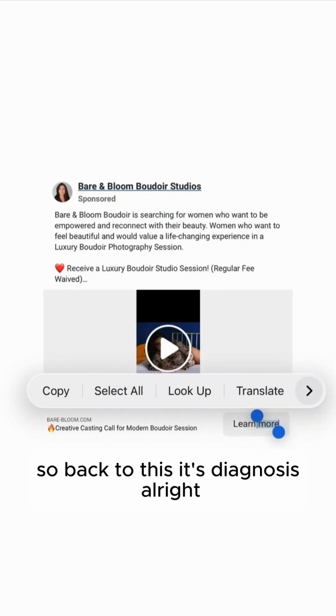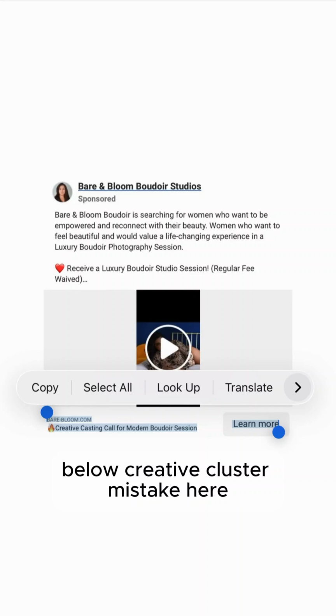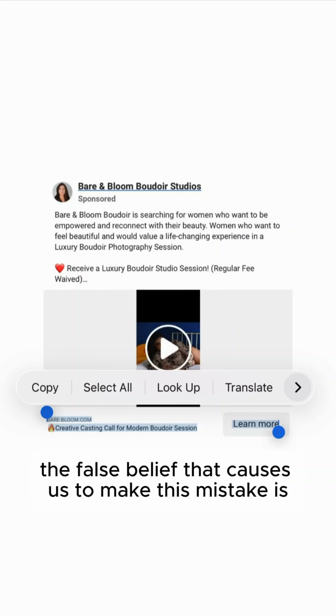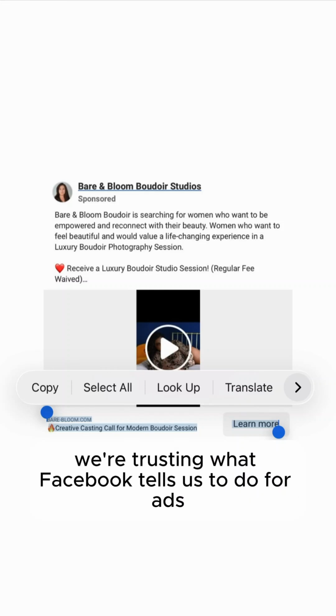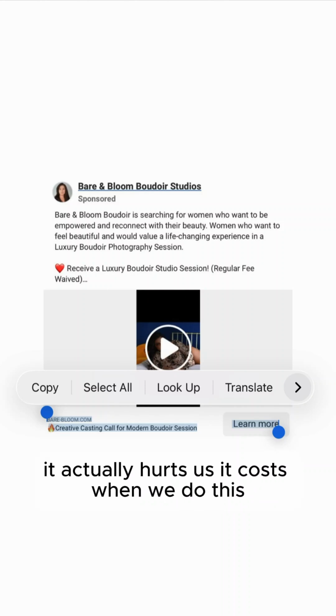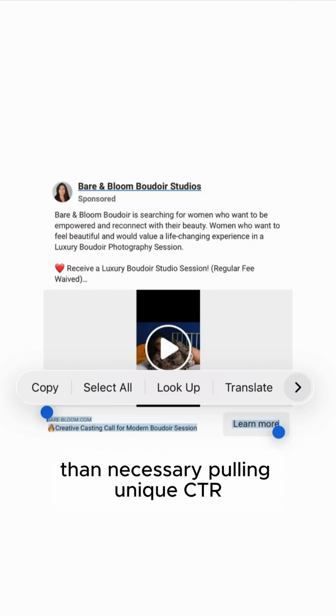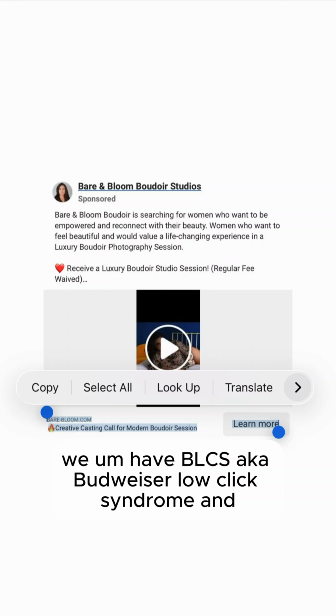So back to this. Let's diagnose this. All right, so I'm going to see if we believe it has BLCS, aka Boudoir low click syndrome. So we got the below creative cluster mistake here. The false belief that causes us to make this mistake is we're trusting that what Facebook tells us to do for our ad is actually what we should do for our ads, what we should fill out. But actually, this helps Facebook, not us. It actually hurts us. When we do this, it causes way more women to scroll by our Facebook ad than necessary, pulling unique CTR under 6% and actually increasing the probability we have BLCS, aka Boudoir low click syndrome.